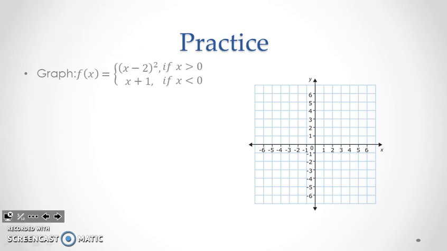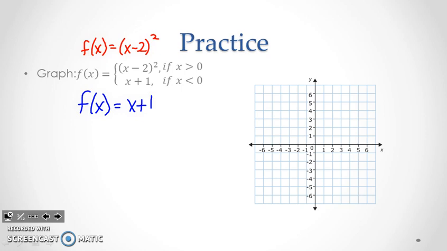Okay, hopefully I had a chance to pause the video so that you guys can attempt this one on your own. I'm going to go over how to do this real quick. Again, first thing, identify my split point. Actually, hold on. Before I do that, let me graph this first. I've got two functions. I've got f of x equals (x minus 2) squared, and then I also have f of x equals x plus 1.